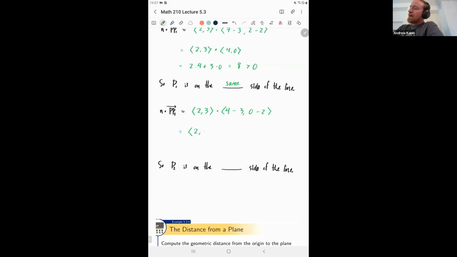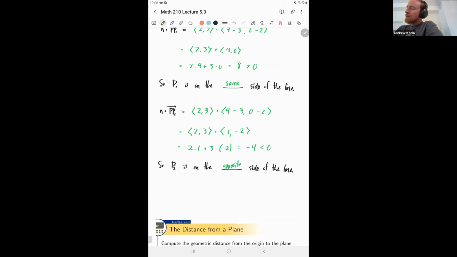So to simplify, the normal vector is (2, 3). The displacement vector is (1, -2). We take its dot product, that's 2 times 1 plus 3 times -2. That's going to give us, let's see, 2 minus 6 is -4. -4 is negative.